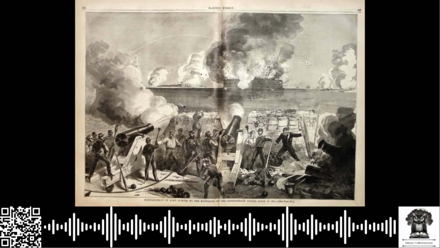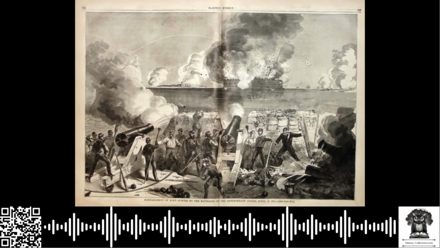Tensions between the northern and southern states had escalated over decades, primarily due to disagreements over slavery, states' rights, and federal authority. The election of Abraham Lincoln in November 1860, who opposed the expansion of slavery into new territories, prompted South Carolina to secede from the Union on December 20, 1860. 6 other southern states quickly followed, forming the Confederate States of America in February 1861. These states claimed sovereignty and rejected federal control, leading to a constitutional crisis.